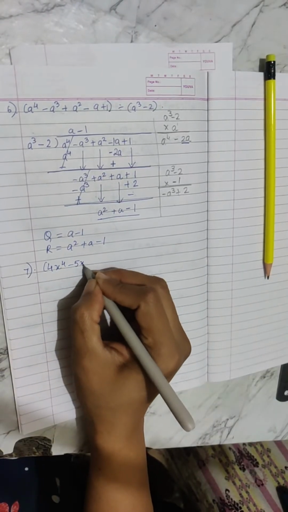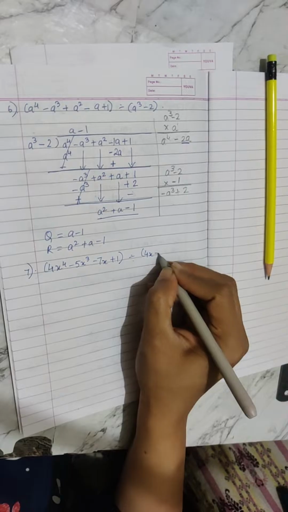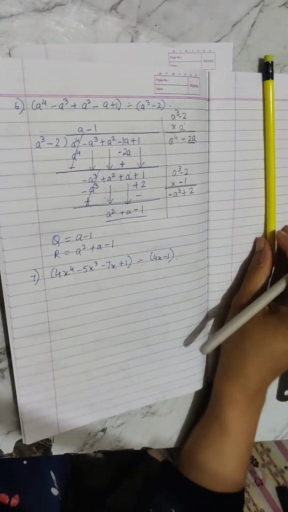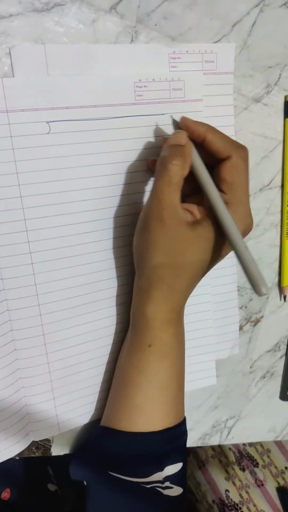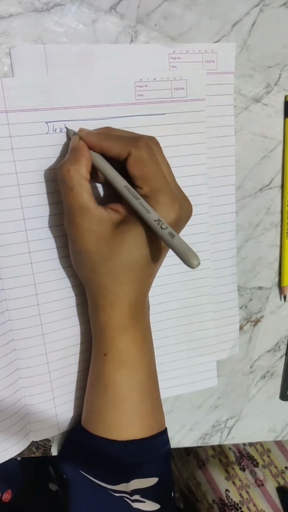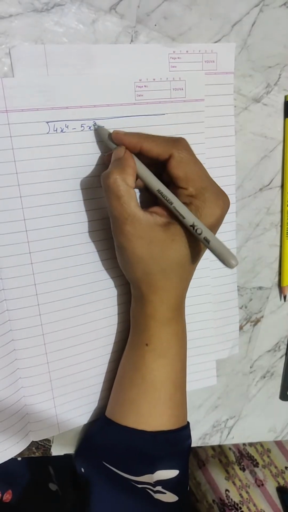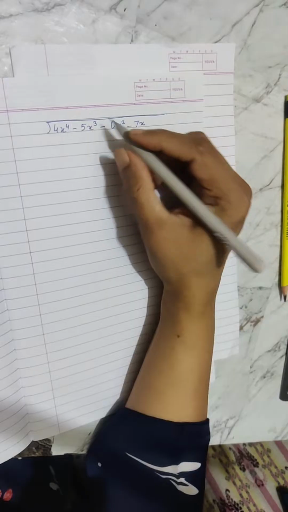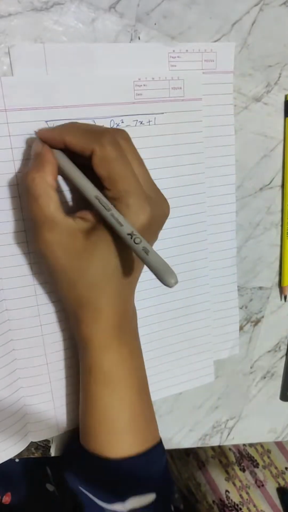4x⁴ minus 5x³ minus 7x plus 1, divided by 4x minus 1. So I think I'll do this on a new page. Fine. I have to arrange this: 4x raised to 4 minus 5x raised to 3. After 4, 3, 2 should come, so nothing is there, so I'm writing a 0. Then 7x, so 4, 3, 2, 1 and the number. So now this has been arranged in descending order, and divide by 4x minus 1.